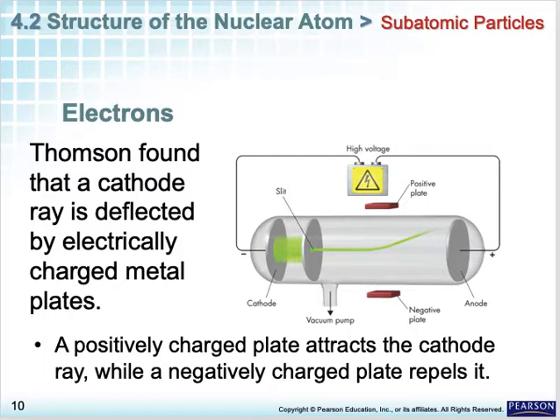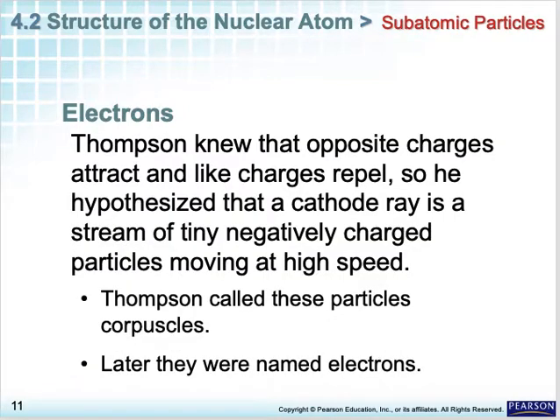So he knew that opposite charges attract, or like charges would repel. So he proposed or hypothesized that the cathode ray was a stream of tiny negatively charged particles, and these were moving at high speed. He called these particles corpuscles. You don't have to know that name. They were later called electrons.